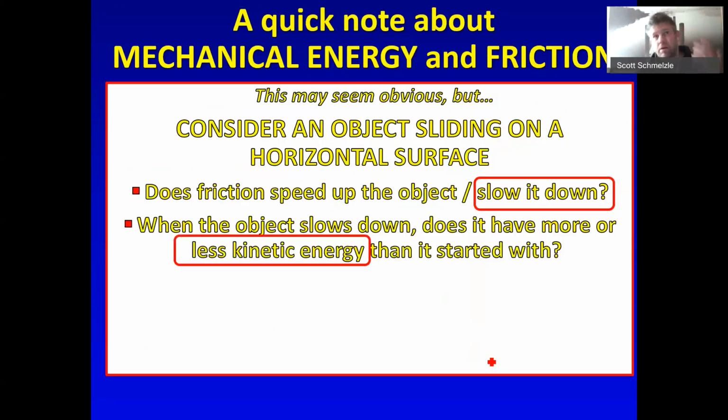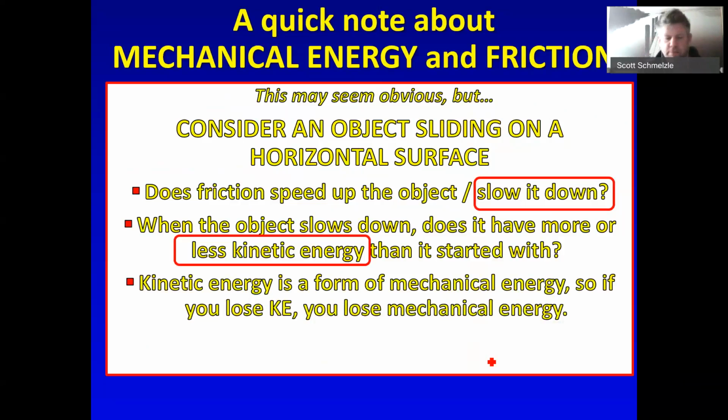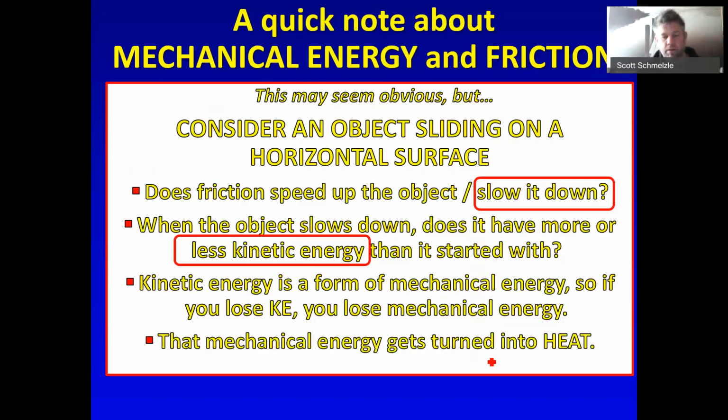Kinetic energy is partially based off of the velocity. One would argue that it's mostly based off of velocity. Kinetic energy is a form of mechanical energy. So if you lose kinetic energy, you lose mechanical energy. So then this form of energy has to be transferred somewhere else. That mechanical energy gets turned into heat. If you have ever rubbed your hands together, what's happening is that you're turning the energy of movement, kinetic energy, into friction. And that friction turns into heat.